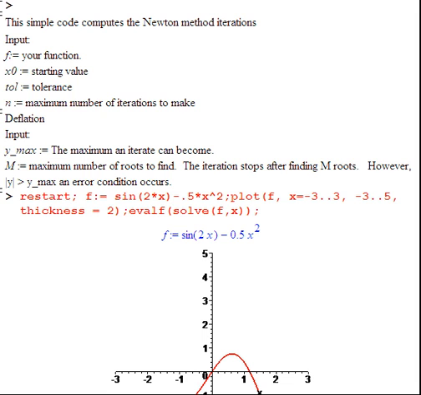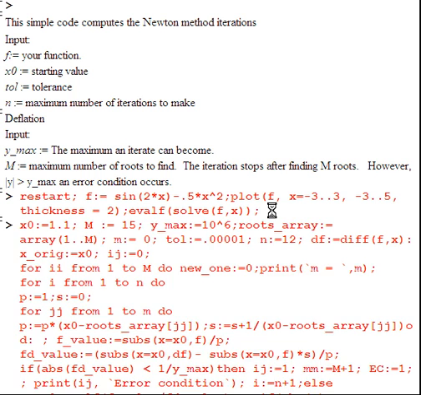And if the computed function value is greater than that value, we also stop the iteration, citing an error condition. Capital M is the maximum number of roots we're going to look for, and the iteration will fully stop after finding M roots, even if there are more roots. So let's see what we got here.